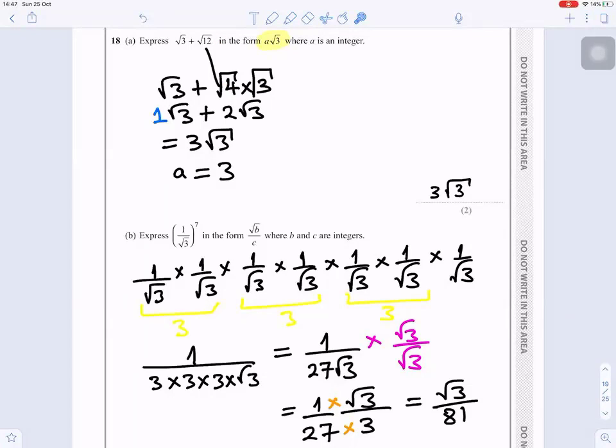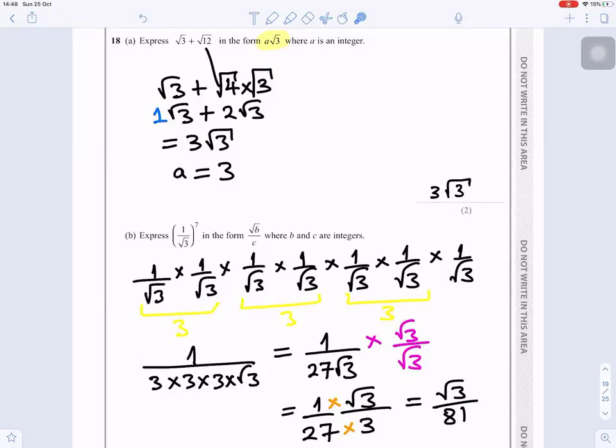So it's like square root of 3 plus square root of 4, which is 2. Square root of 4 is 2, and the square root of 3 stays the same. So it's like square root of 3 plus 2 square root of 3. We can say like 1 apple plus 2 apples. That gives you 3 square root of 3. So treat the square root like an apple. 1 apple plus 2 apples gives you 3 apples. So that means if you compare with what they're asking you to do, a is that 3 there. So a is 3.